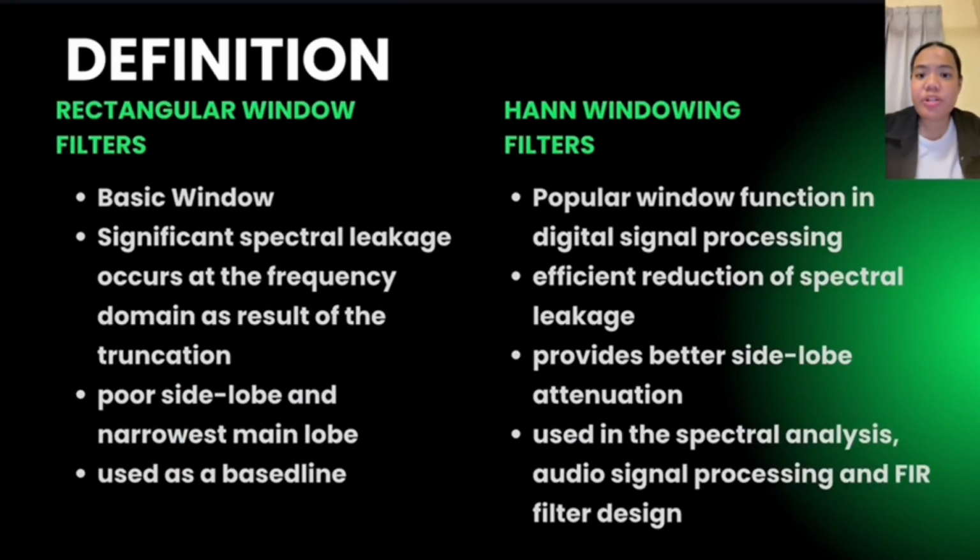Let's talk about the definition of the windowing filters that we have chosen for this presentation and assignment, which are the rectangular window filter and the Hann windowing filter. The rectangular window filter is a basic window in digital signal processing, where significant spectral leakage occurs in the frequency domain as a result of truncation, which maintains the original signal but creates discontinuities at the edges.